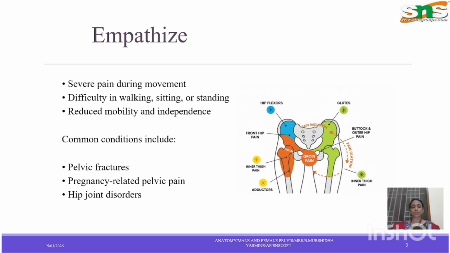The next stage in design thinking is to empathize. When there is severe pain during movement, or difficulty in walking, sitting or standing, and reduced mobility and independence, it is noticed that day-to-day life is affected. Then we say there is a problem in the pelvis. Common conditions include pelvic fracture, pregnancy-related pelvic pain and hip joint disorder. These common conditions can cause this kind of discomfort in the patient. So we can come to a conclusion that there is a problem in the pelvis.